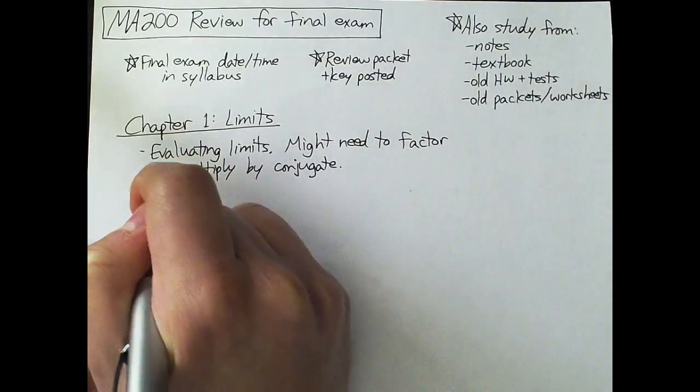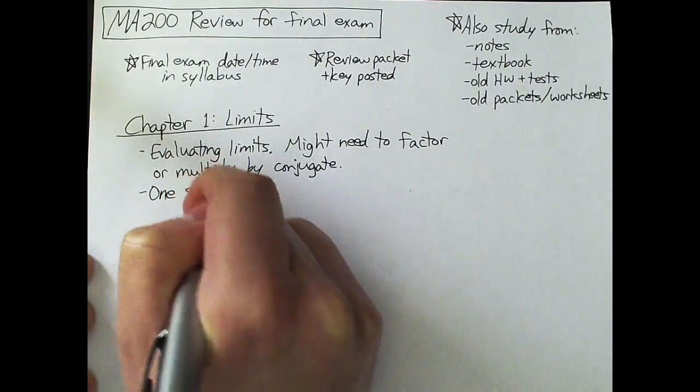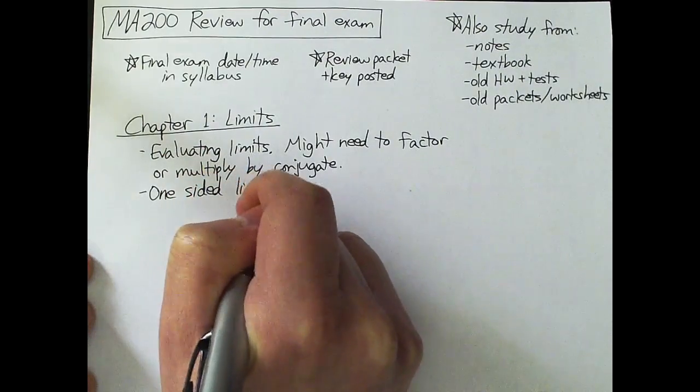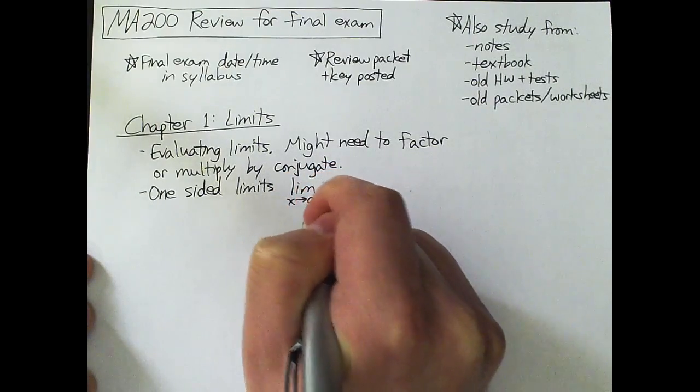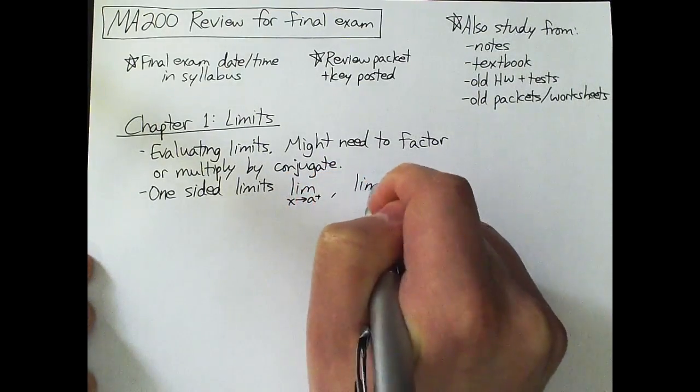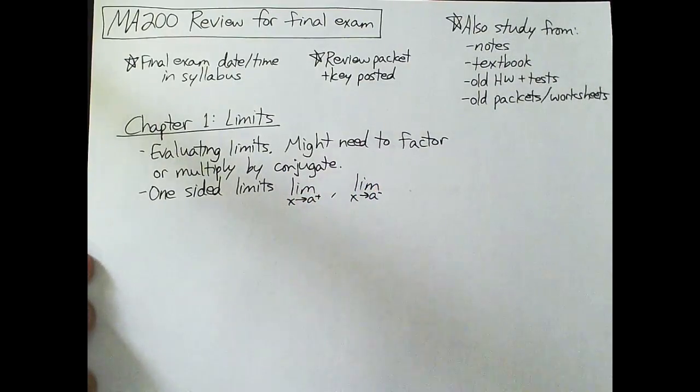We talked about one-sided limits. That would be a limit as x approaches a with a little plus sign, or a limit as x approaches a with a minus sign. You should know what that means.